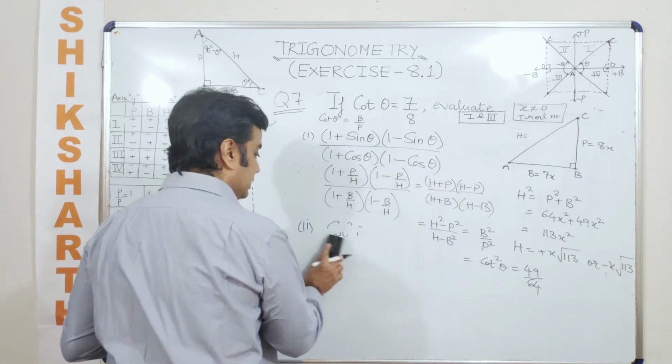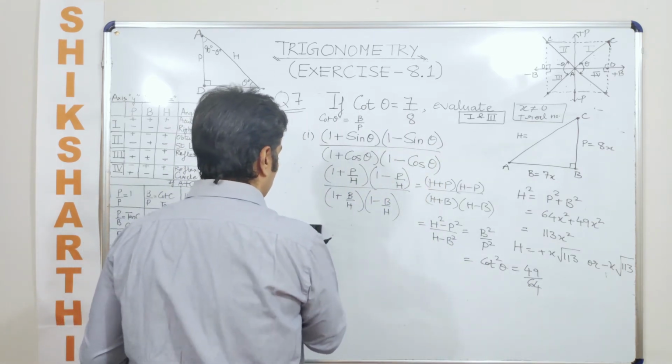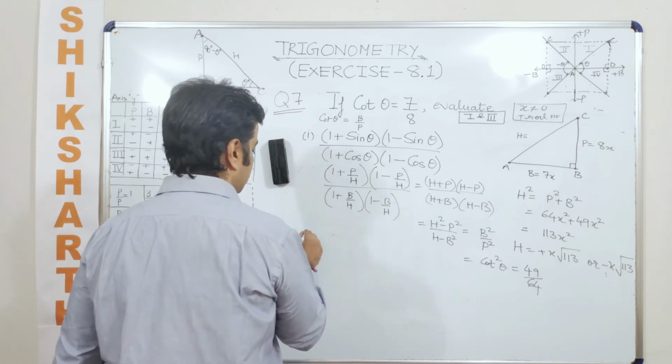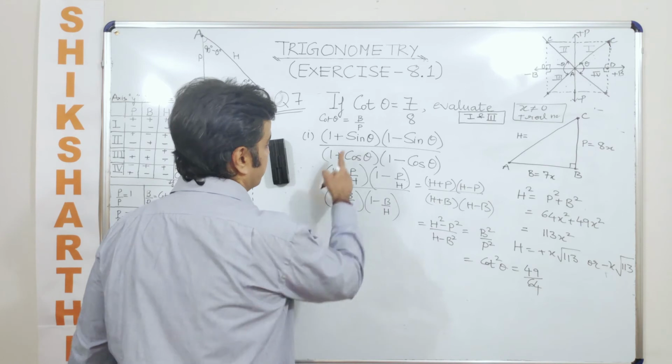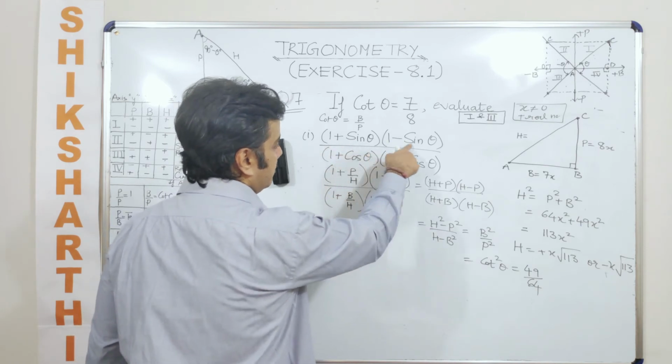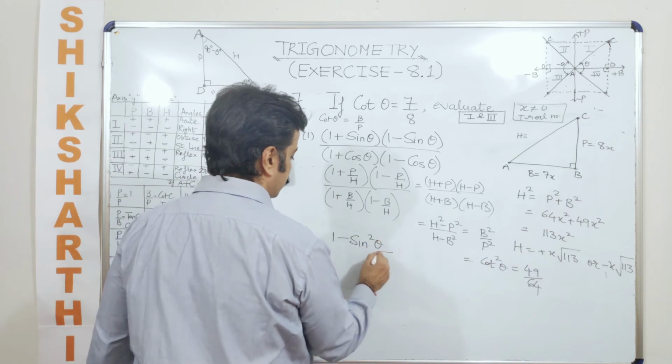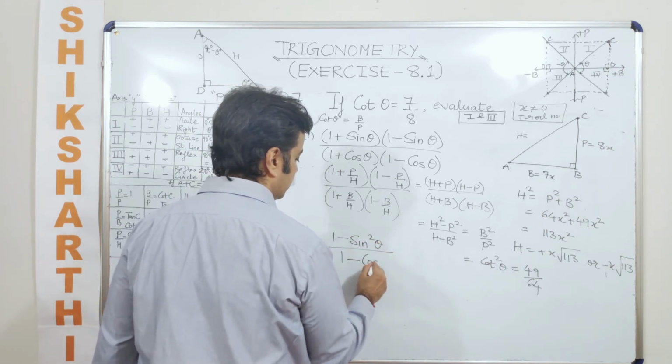Now, using another way of doing the same question, now using trigonometric identities. So let's say this is another way of doing the same question. So I could have used (a plus b) into (a minus b), which is just like saying this is nothing but 1 minus sine square theta divided by 1 minus cos square theta.